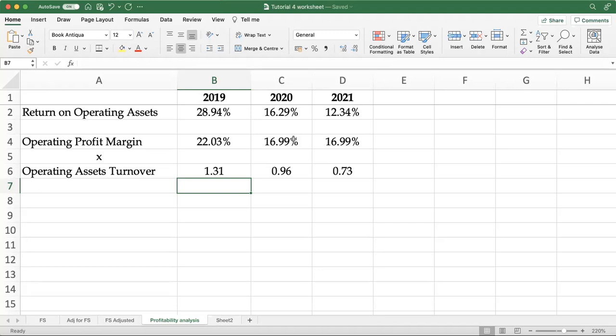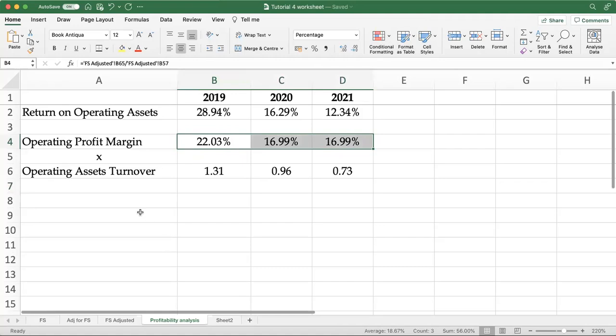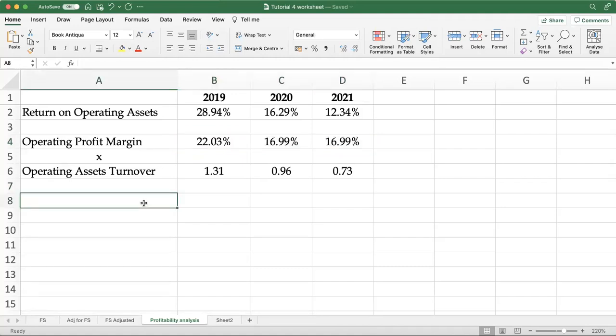Now we'll first find out the reasons for the decline in the operating profit margin. So you can do a common size analysis for your statement of income. Then you can find out the reasons for the decline in operating profit margin.